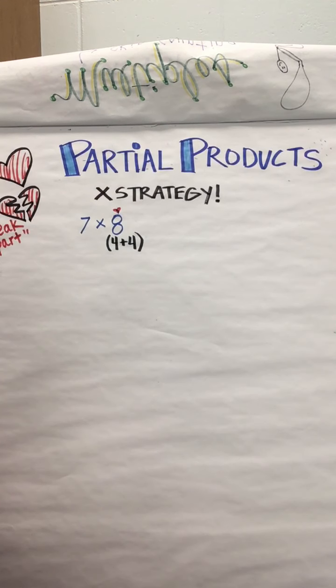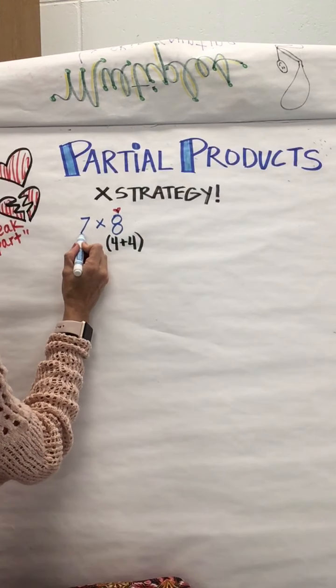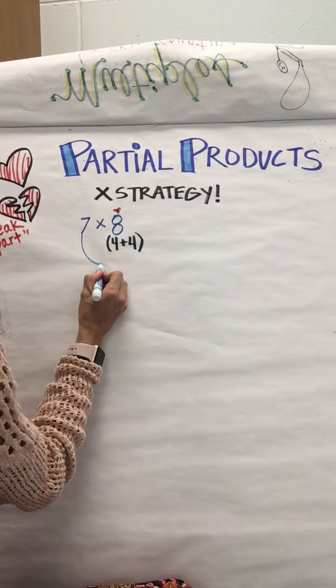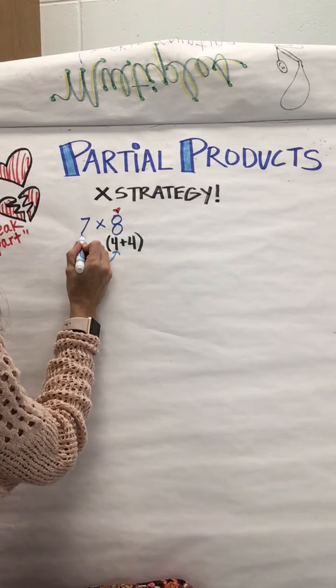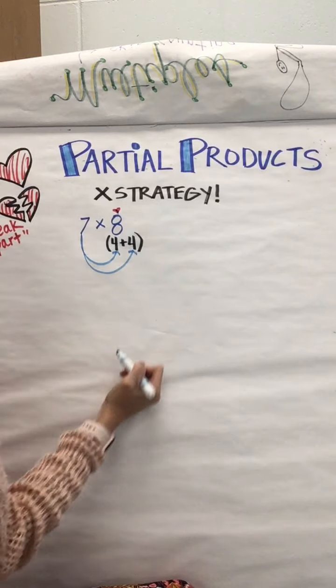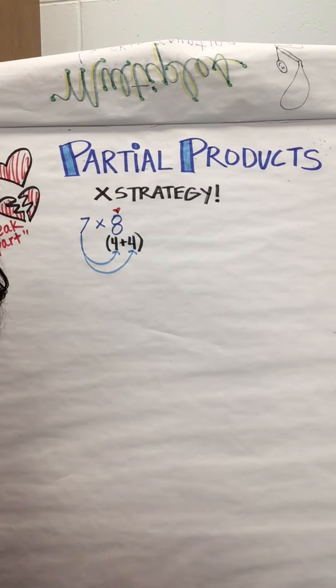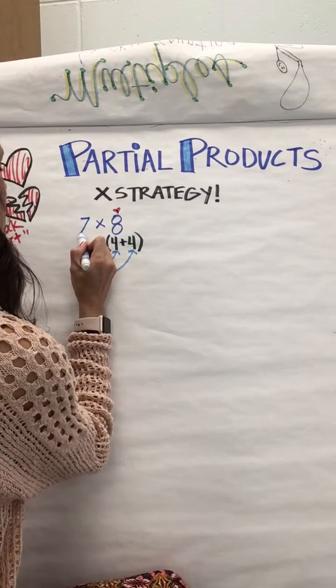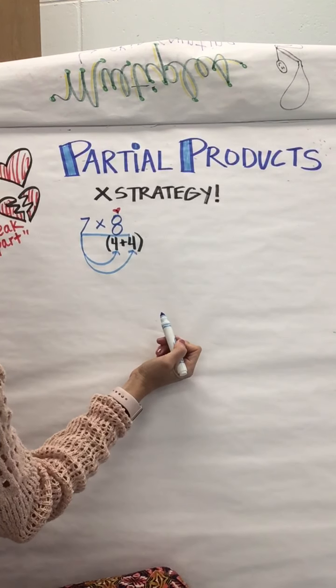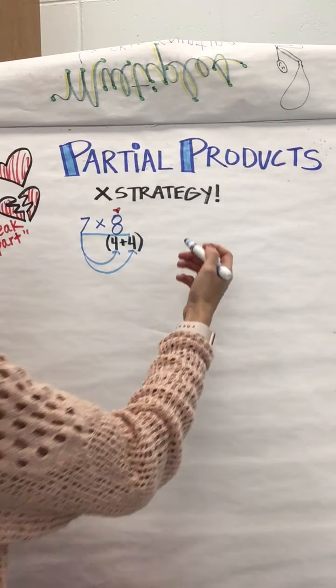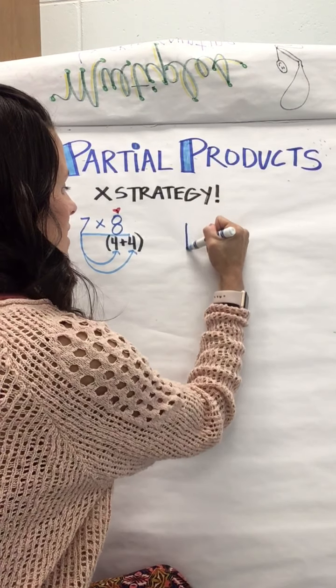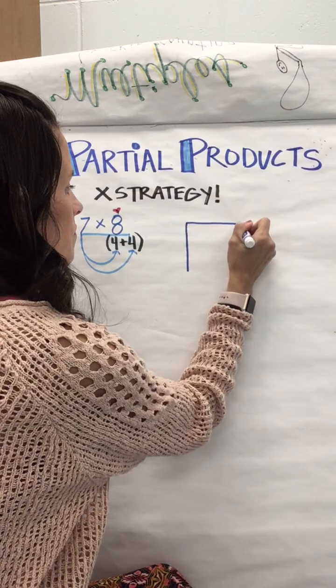What the partial product strategy is going to tell us is that we can take this 7 and multiply 7 times 4 and 7 times 4 and get the exact same answer as if we just did 7 times 8. Let me quickly show you how that works. Let's just do an area model really fast. I think that's a nice visual.